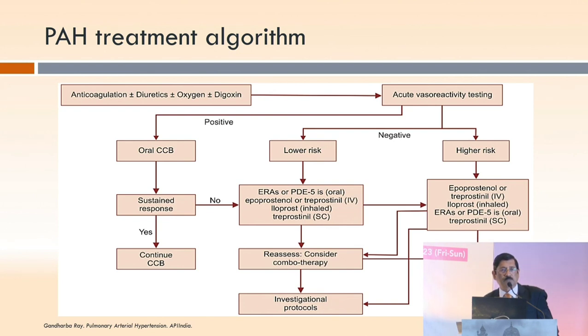And if the calcium channel blockers work well, you can continue them. However, in this acute vasoreactivity testing, if the test is negative and if the patient is of low risk, you may start with oral ERA and PDE5 inhibitors, or treprostinil IV, iloprost, or treprostinil. Treprostinil may be given in 3 forms: IV, subcutaneous, or even oral. If it progresses, you go for the IV medications, and ultimately, if these do not work, you have to go for atrial septostomy or a lung transplant.